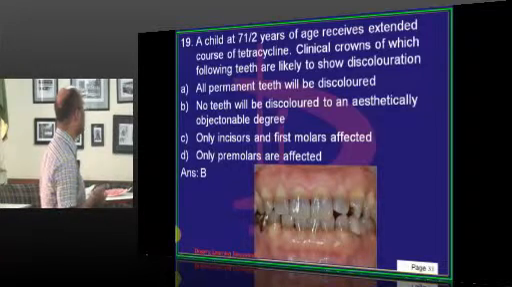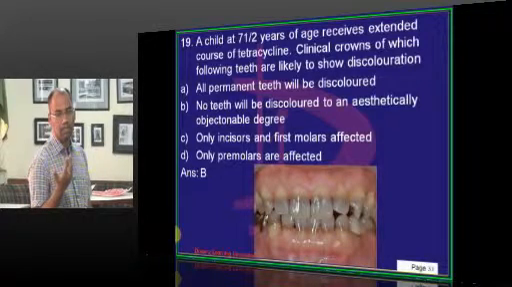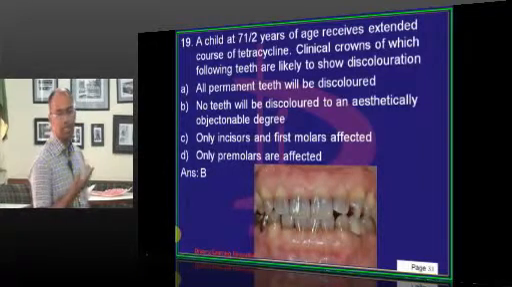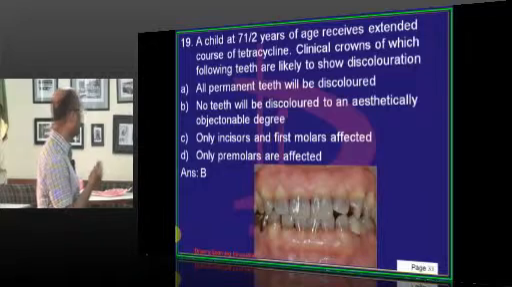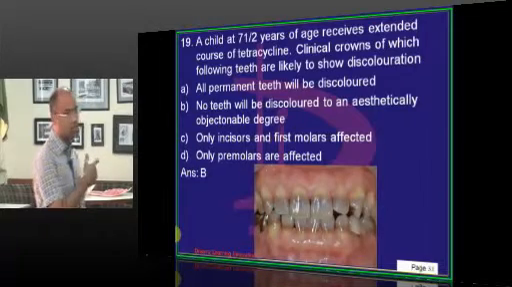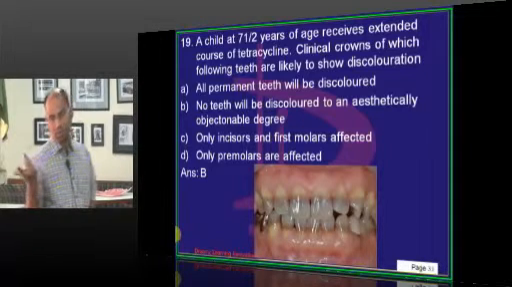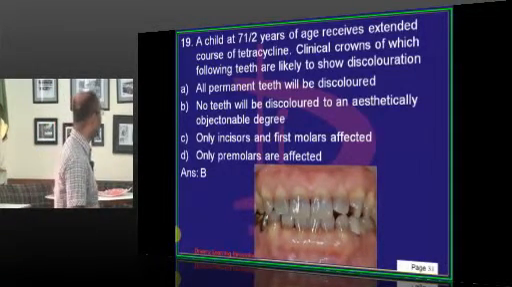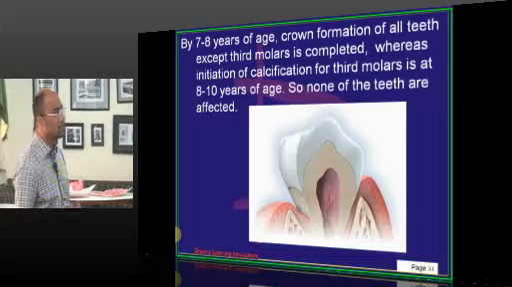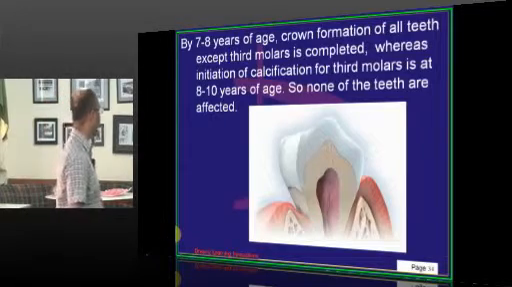So hardly will you see any unaesthetic teeth in the oral cavity. Will all the permanent teeth be discolored? Absolutely not, because by then calcification is done. Next, only incisors or first molars are affected? Not the case. Only premolars? Not the case. The only teeth which would be affected here would be, at the most, your third molars or, in part, second molars. Other than that, no other teeth will be affected. By 7 or 8 years of age, crown formation of all the teeth except the third molars is completed. So when he takes it at 7.5, hardly there will be any effect.